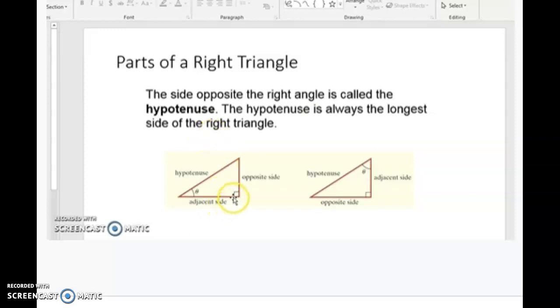Of course, there's also the opposite side and the adjacent side. The opposite side is always opposite the angle you're working with. So here, opposite theta, and then there's always a side that is adjacent to the angle you're working with.